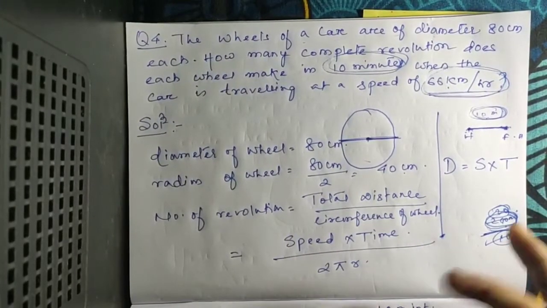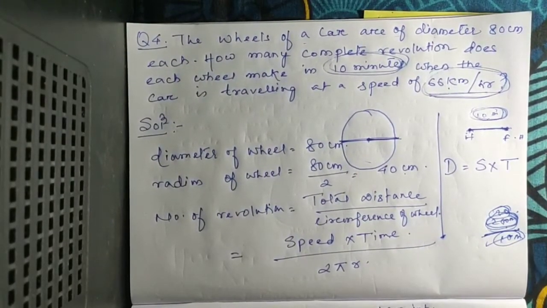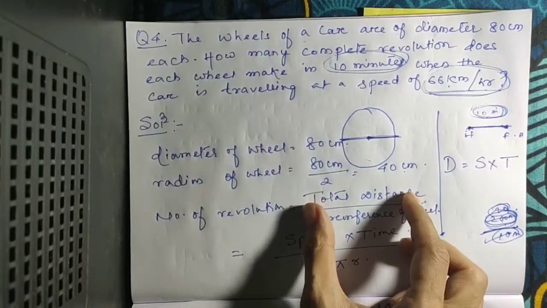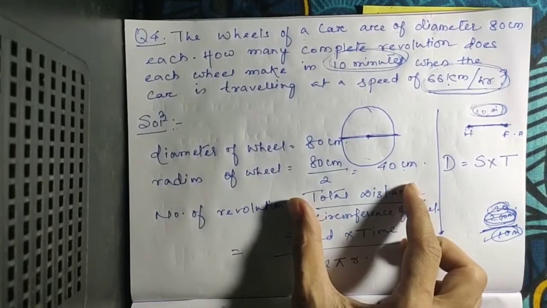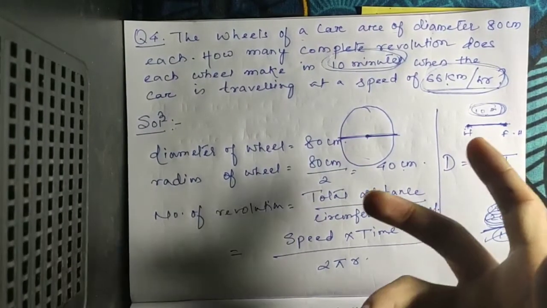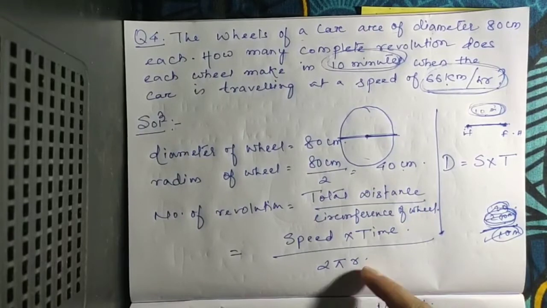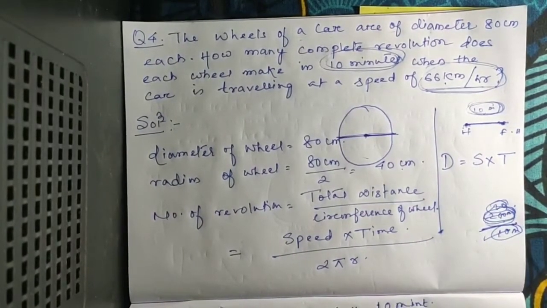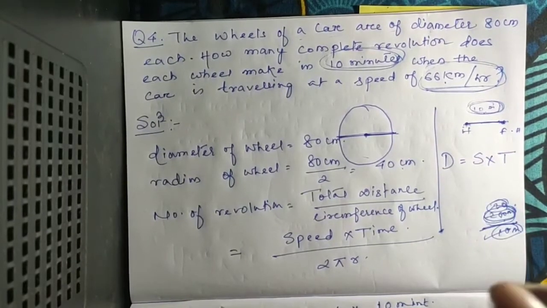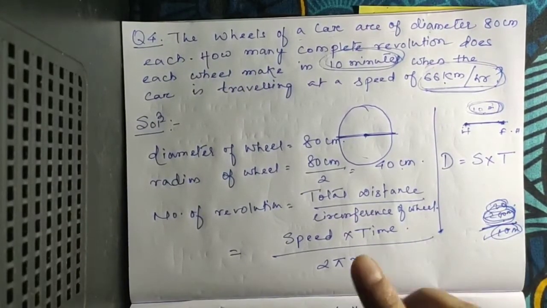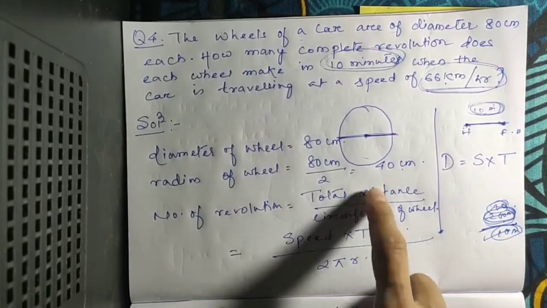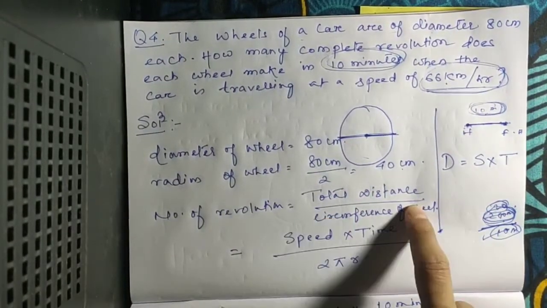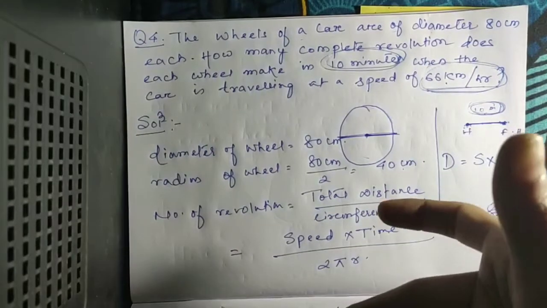Circumference means one time going, how much is the distance covered? That one we are going to divide into the total distance. Total distance in 10 minutes divided by how much distance it covers in one revolution. If we divide it, we get the number of revolutions of the wheel. How many times has it revolved? One revolution covers this much, then to reach the total distance, how many times does it have to revolve? So if we divide, we get the answer. Total distance in 10 minutes divided by circumference of the wheel, that is one revolution.